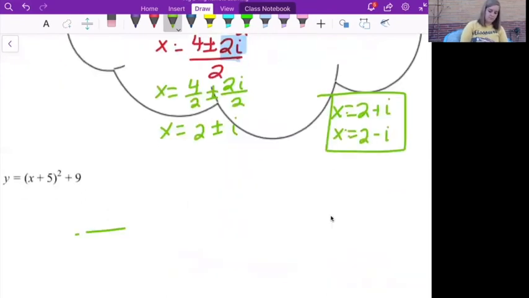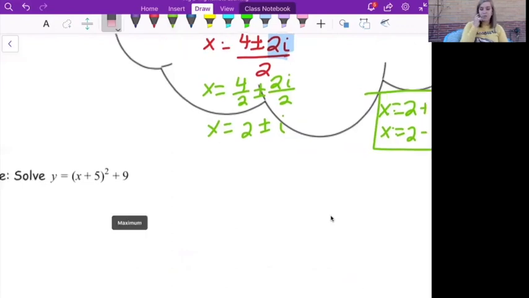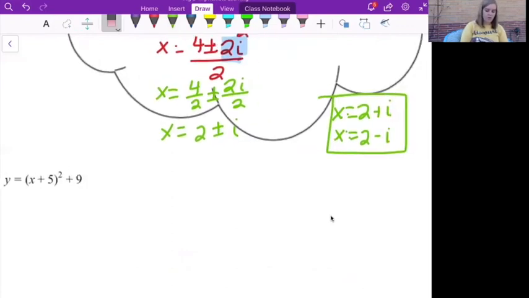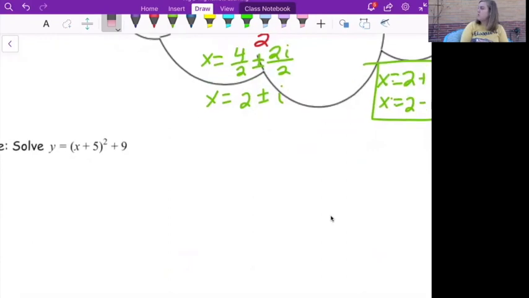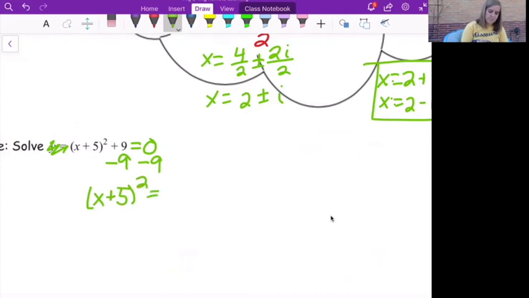Lastly, if we wanted to complete the square with something, we could do it like this. So really this should be where this equals 0 and not y. And then we would subtract the 9. So then we get x plus 5 quantity squared equals negative 9.